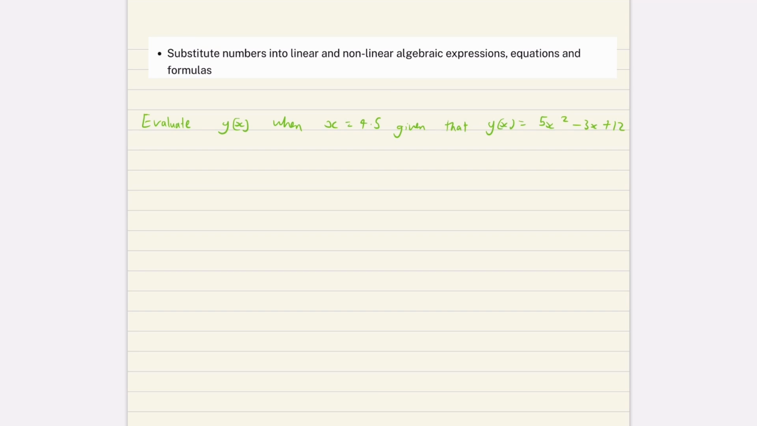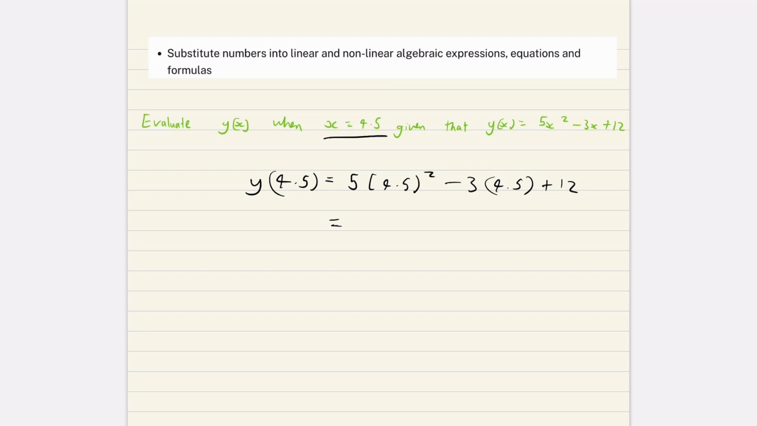For this example, I've chosen a non-linear equation and we're substituting in a variable. There's nothing more complicated than just replacing the x everywhere you see it with whatever value they give you. In this case, we want x to be equal to 4.5. So what I want to find is not y of x, I want to find y of 4.5. And all that means for my substitution is that everywhere I see an x, I replace it with 4.5. So y of 4.5 will be equal to 5 times 4.5 squared, minus 3 times 4.5, plus 12.